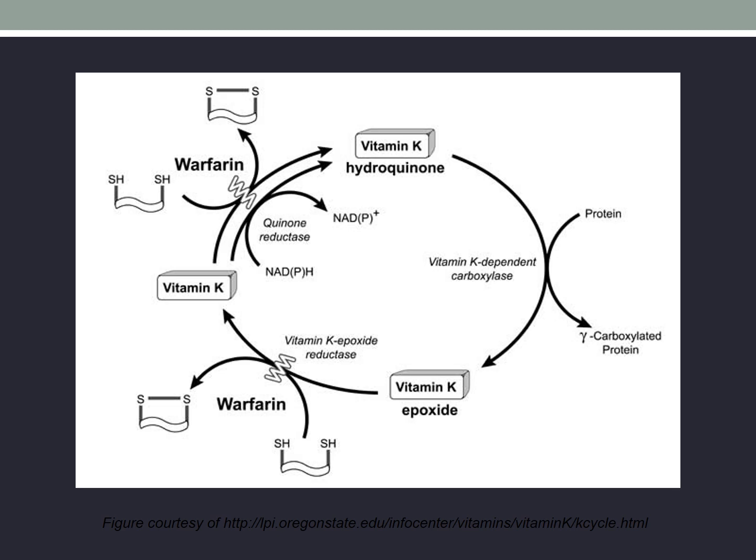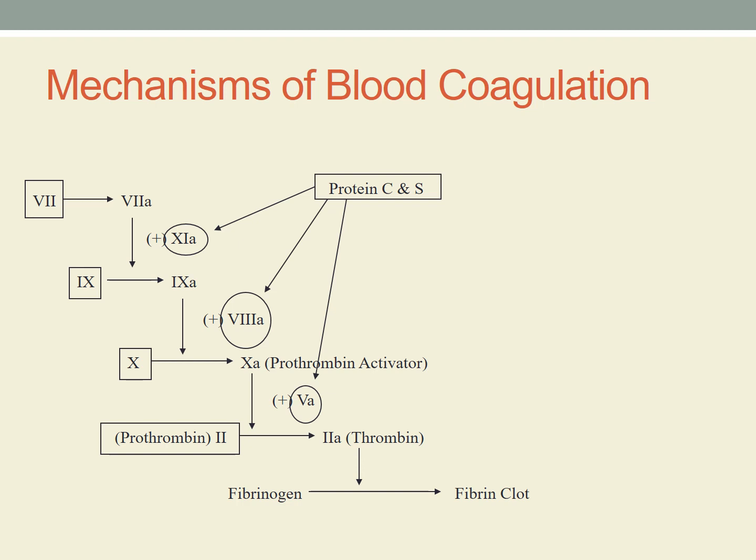Warfarin is shown on the left-hand side of the slide, and it interferes not with the synthesis of the clotting factors, but with the vitamin K moving from its inactive to active form. So if there is a reduced amount of active vitamin K available, there is a reduction in the synthesis of vitamin K dependent clotting factors. The clotting factors that are vitamin K dependent are also shown here with boxes around them: 7, 9, 10, and 2. Protein C and S are also inhibited.